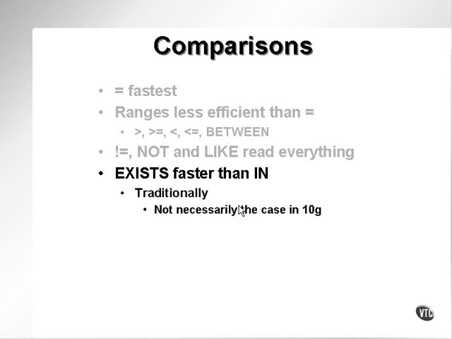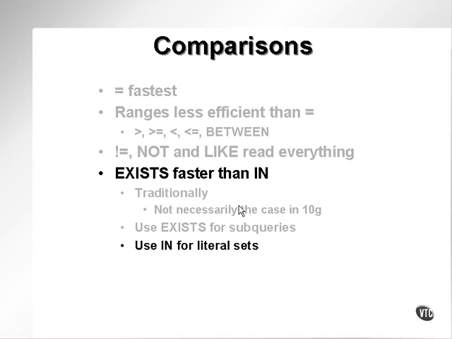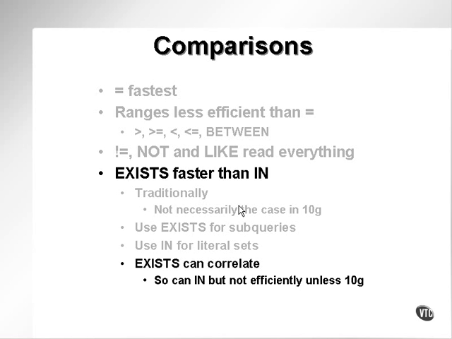Traditionally, in is slower than exists. Exists is faster than in. I would say that this is not necessarily the case anymore in the latest release of Oracle 10G. Generally, exists is used for subqueries, and in is used to check against literal sets. Additionally, exists can create a correlation between a calling query and a subquery.